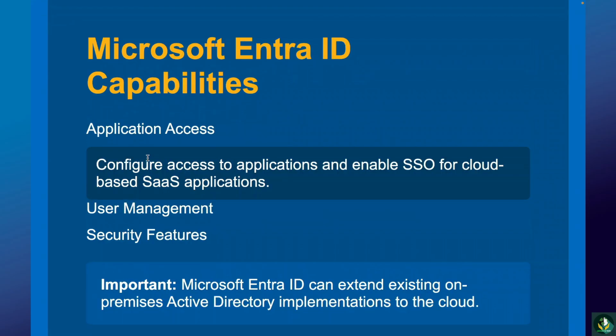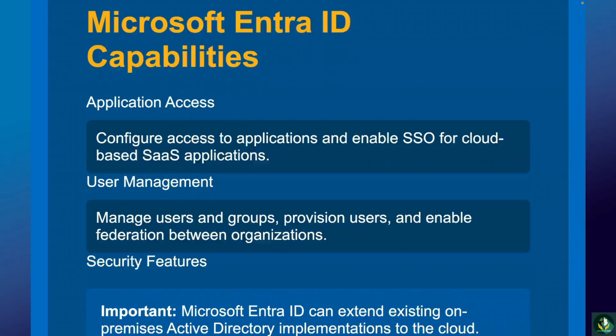Take a look at some key features of Microsoft Entra ID. The first one is Application Access Management. Microsoft Entra ID allows organizations to configure access to various applications. It supports single sign-on for cloud-based software as a service applications, simplifying the user experience. It also facilitates efficient management of users and groups. It includes features for user provisioning and enables federation between organizations.